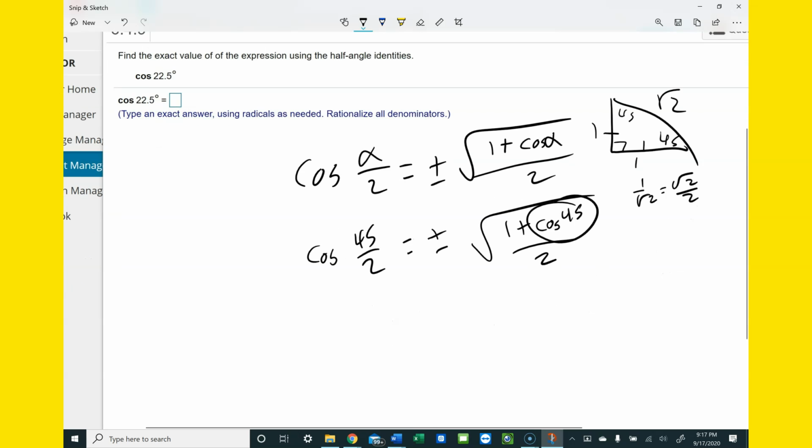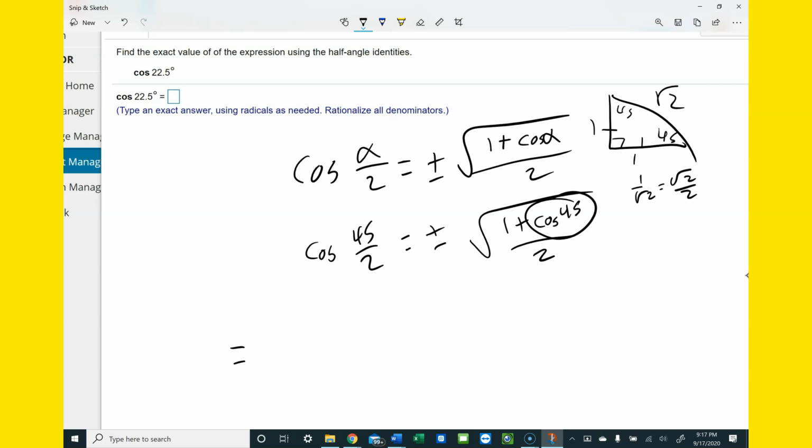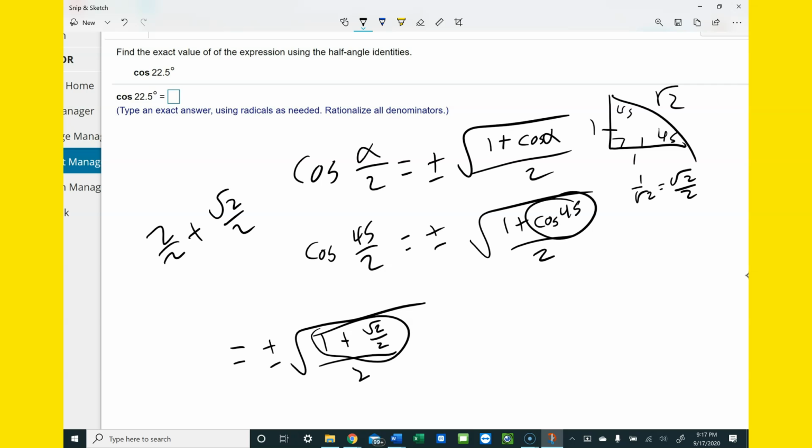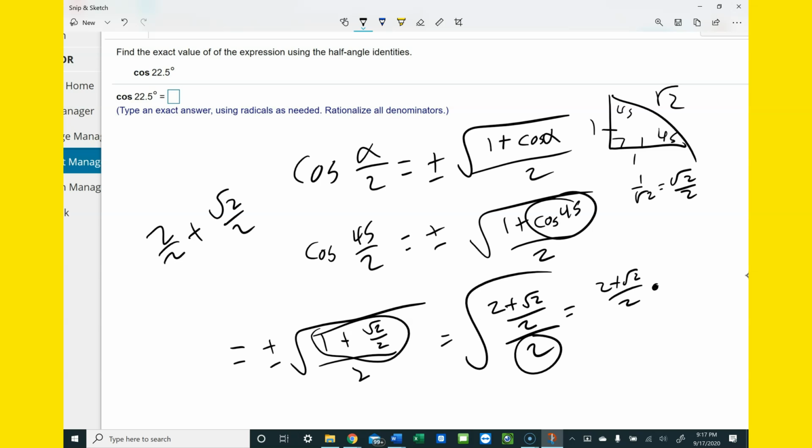So this is plus or minus the square root of 1 plus root 2 over 2, all over 2. We get a common denominator right here. That's going to be 2 over 2 plus root 2 over 2. That's going to be 2 plus root 2 over 2, over 2. Now keep, change, flip. 2 plus root 2 over 2 times, flip that, it becomes 1 over 2. So it becomes 2 plus root 2 over 4.